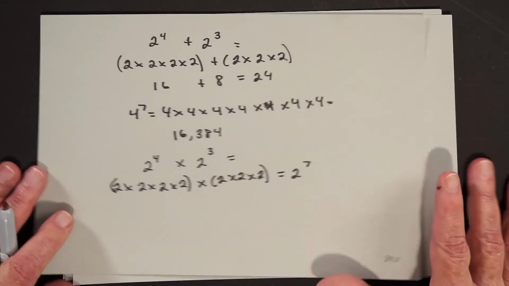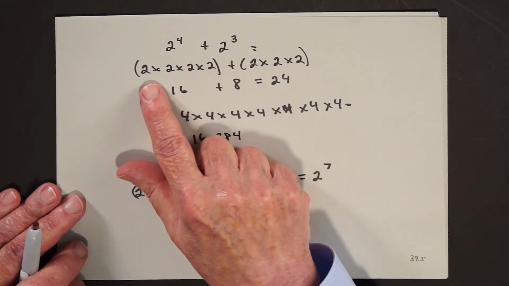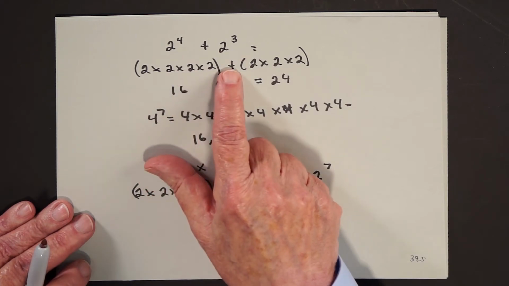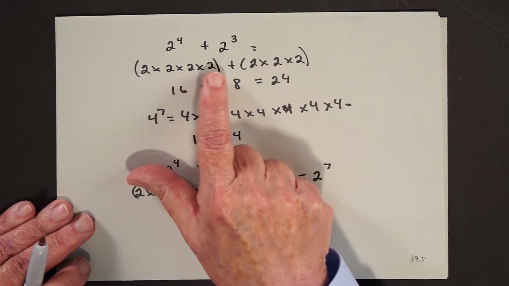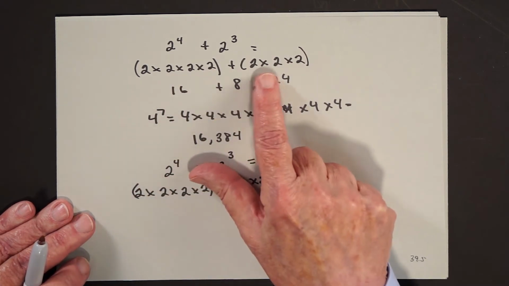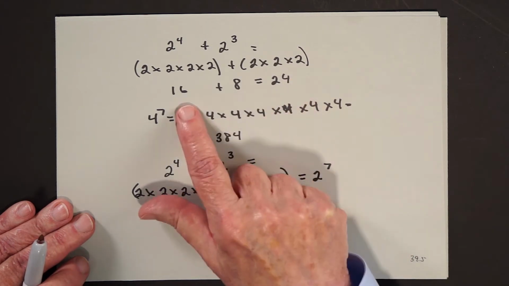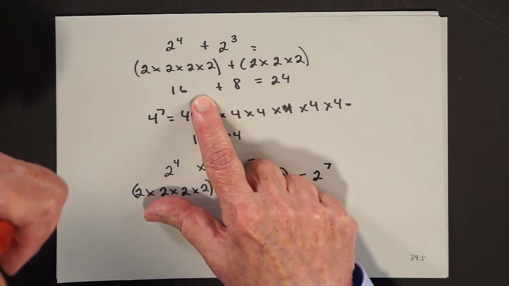Let's look at 2 to the 4th plus 2 to the 3rd and see what that really says. It's 2 times 2 times 2 times 2 plus 2 times 2 times 2. Well, 2 times 2 times 2 times 2 is 16. 2 times 2 times 2 is 8. But what are you doing? You're not multiplying the 8 by the 16. You're adding them. The answer is 24.